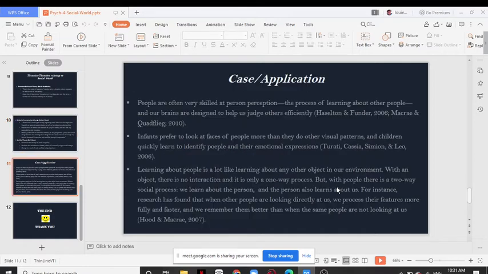And the next one is the case replication. So here are some published literature that we found which relates to the topic social work. So the first one is, people are often very skilled at person perception. The process of learning about other people and our brains are designed to help us judge others efficiently. This is according to the study of Haselton and Funder 2006, McRae and Quadflieg 2010.